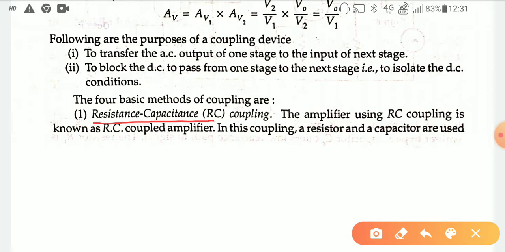So again I repeat, the coupling circuit is required for the multi-stage amplifier, which interlinks the two stages. In this case the resistor and capacitor are used, and for this reason it is defined as an RC coupled or coupling amplifier.